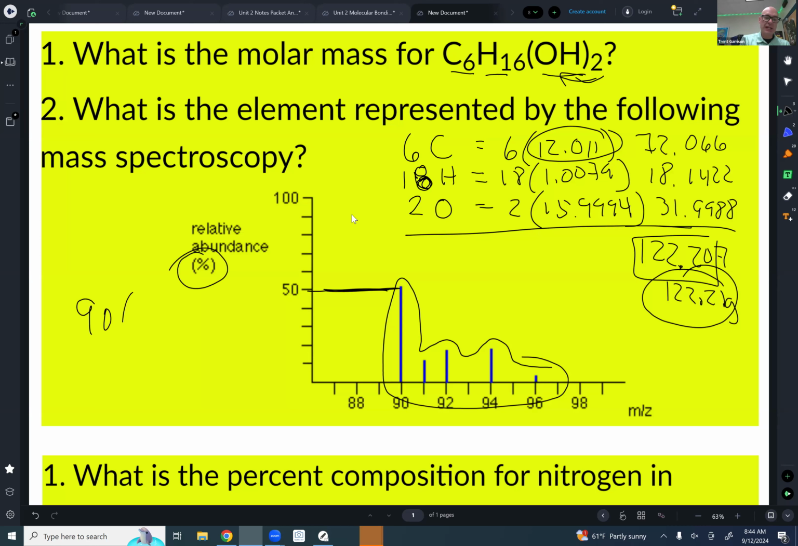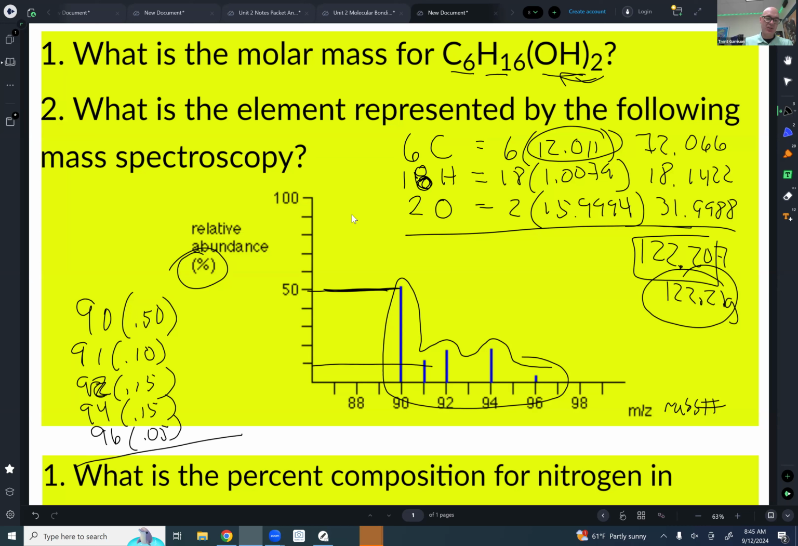So at 90, which is the mass number down here, it's at 50%. Down here, we've got it somewhere at about 10% for 91. And then it looks like 15% for 92, and an additional 15% for 94, and then finally 5% for 96. So we have all of our percentages, and so we can do an average atomic mass to calculate this.